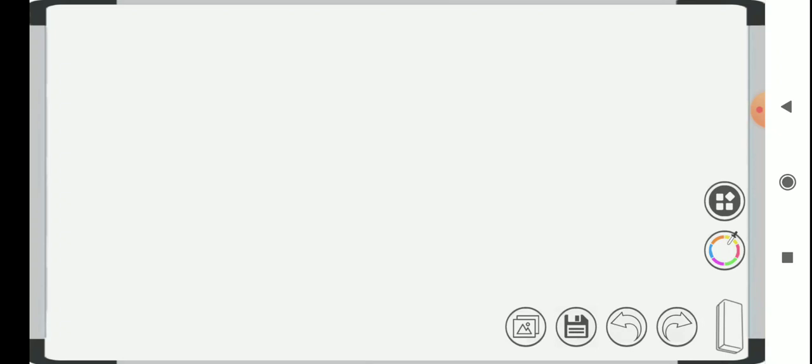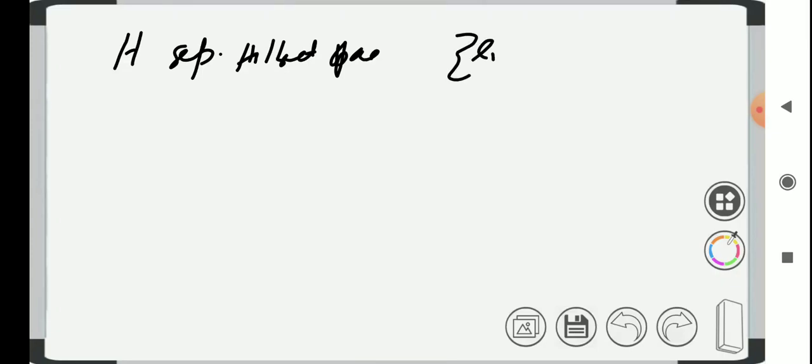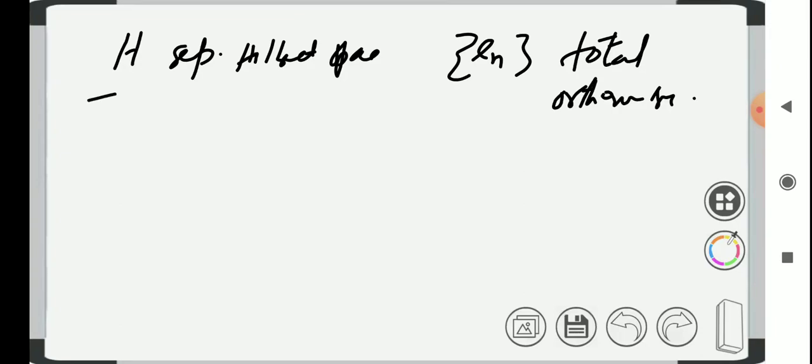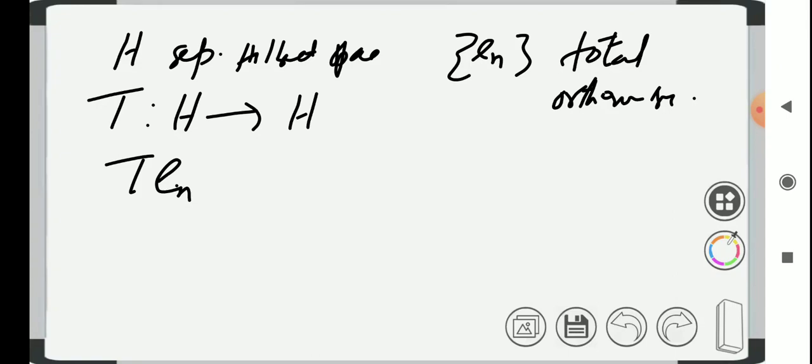Let us suppose we have a separable Hilbert space here, and let us suppose e_n is our total orthonormal sequence, which is possible. That is why we are taking a separable Hilbert space with a total orthonormal sequence. Let us define an operator T from H into H. It takes the nth vector in this total orthonormal sequence and simply outputs the shifted version of it.